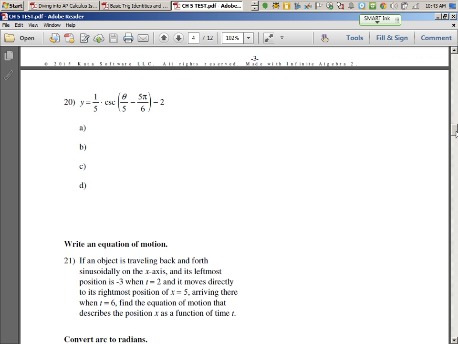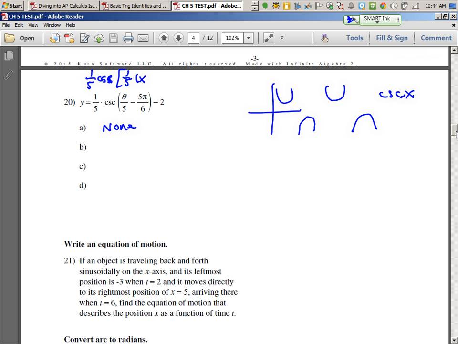This is a cosecant graph, which looks like this, with lots of transformations, of course. But I wouldn't say there's an amplitude. There's just a vertical compression, but you don't call it amplitude. Okay, so if you pull out the 1/5, you can think of this as x minus 25 pi over 6 minus 2.